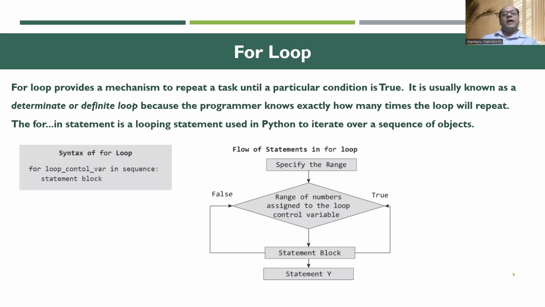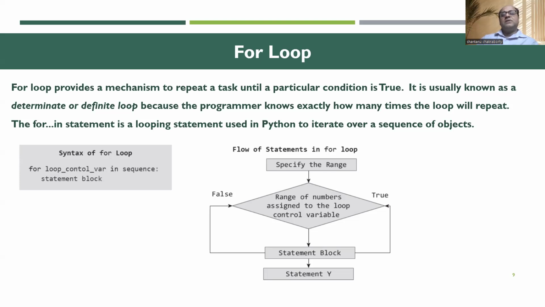There is a very important loop that is used in Python, the for loop. So for loop provides a mechanism to repeat a task until a particular condition holds true. It is known as a determinate or definite loop because the programmer knows exactly how many times the loop will repeat. So basically it specifies the range. The range is the number that is assigned to a loop control variable.